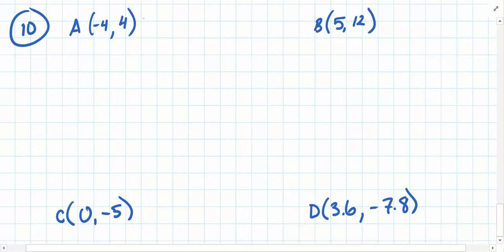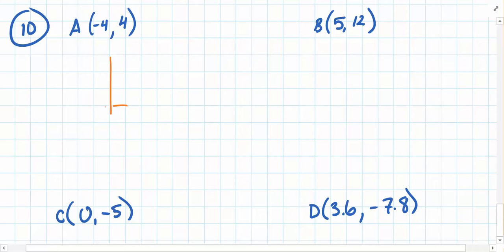Okay, so for number 10, they want us to take the rectangular points that are given and transform them into polar coordinates. So we're looking for an r and we're looking for a theta. It says to use exact values whenever possible, otherwise we're going to round to two decimal places. For this first one, part A, I'm going to go ahead and draw the picture.